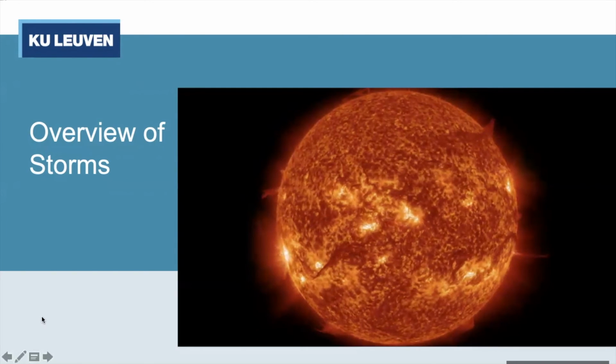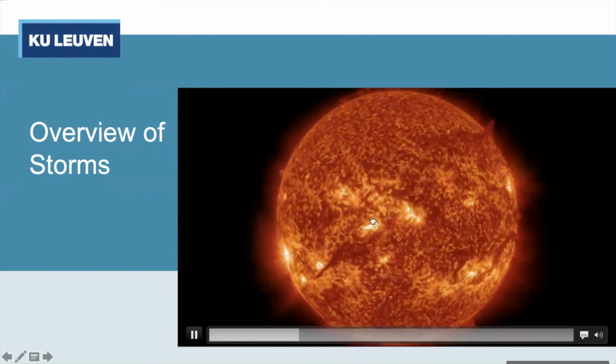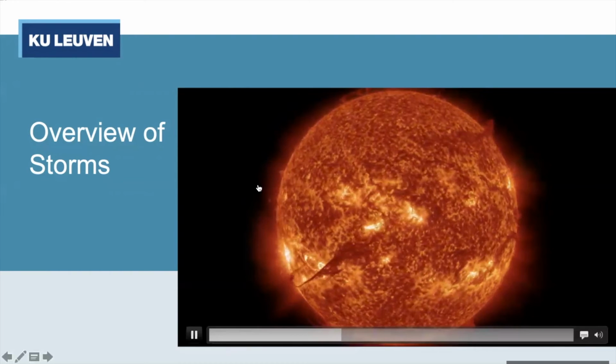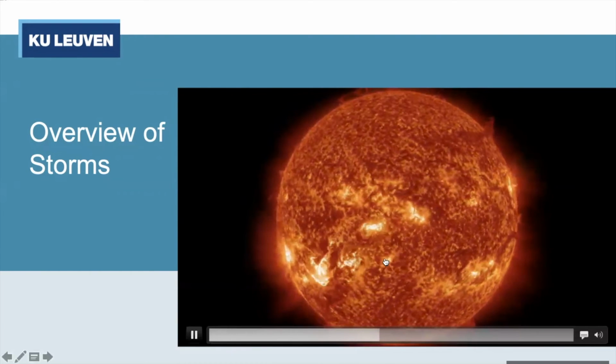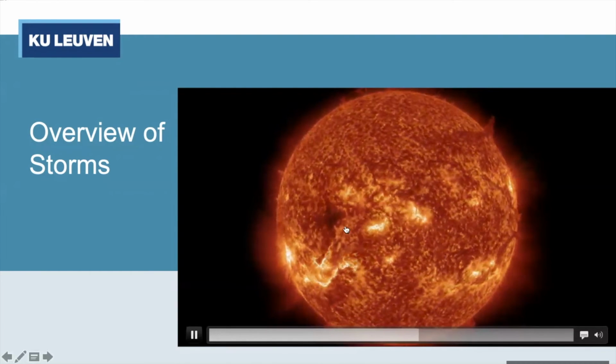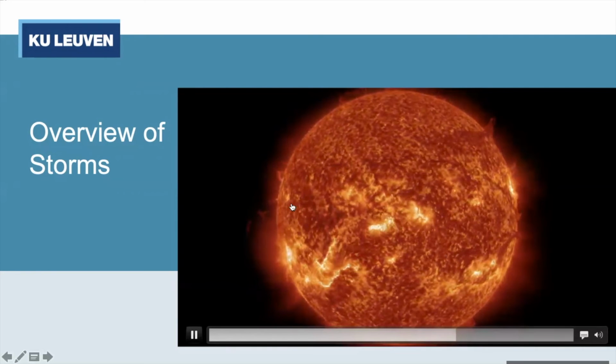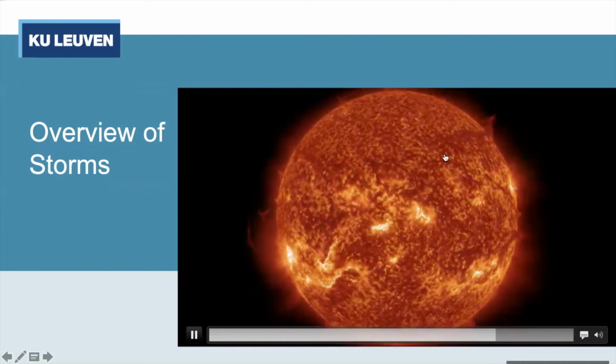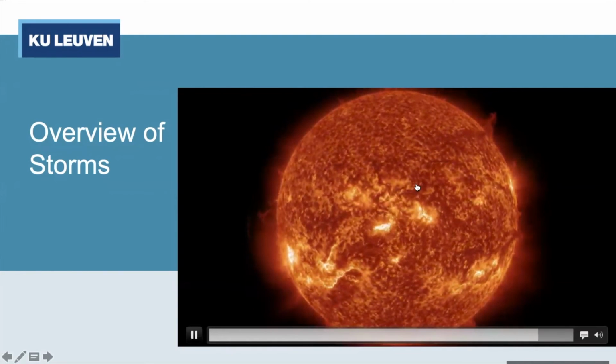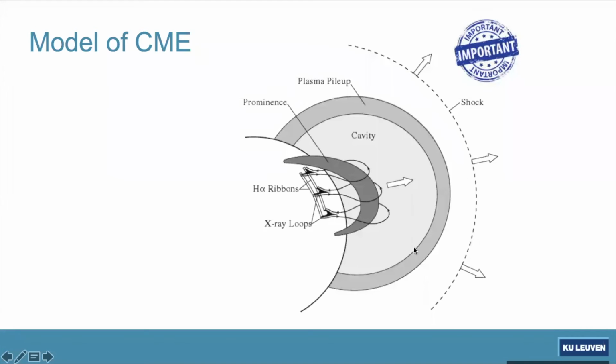So this is a movie of an erupting sun. You can see here there are a number of eruptions, one here, that's a big one. And another, you see still activity on the sun, various eruptions. So all these eruptions have a chance of reaching the Earth. So here is an eruption.